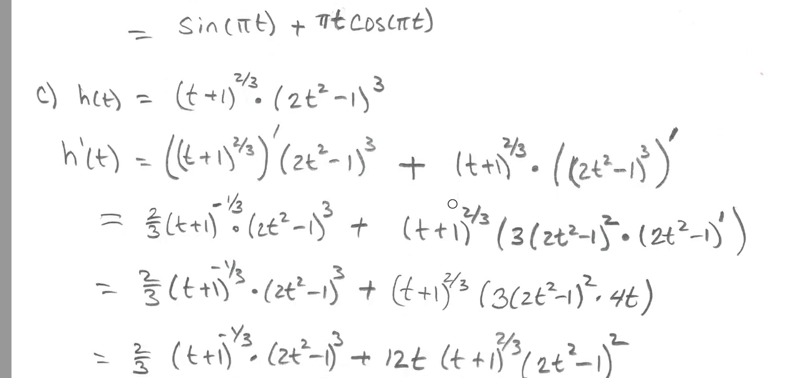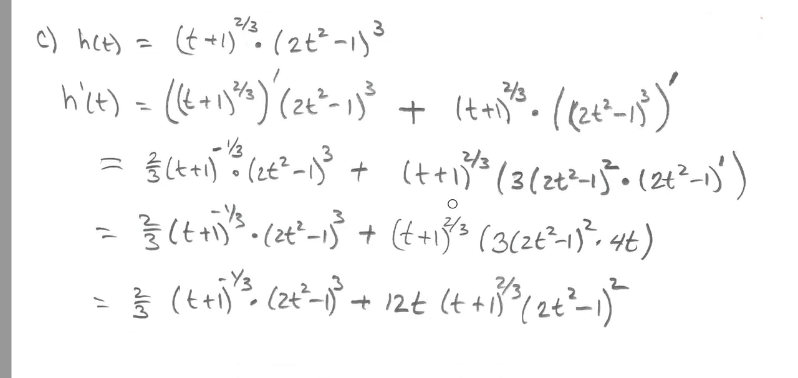Number C. Once again, in this case, I'm going to have to use the product rule. The derivative of the first term times leave the second term alone, plus leave the first term alone times the derivative of the second term. So we need to find those derivatives.